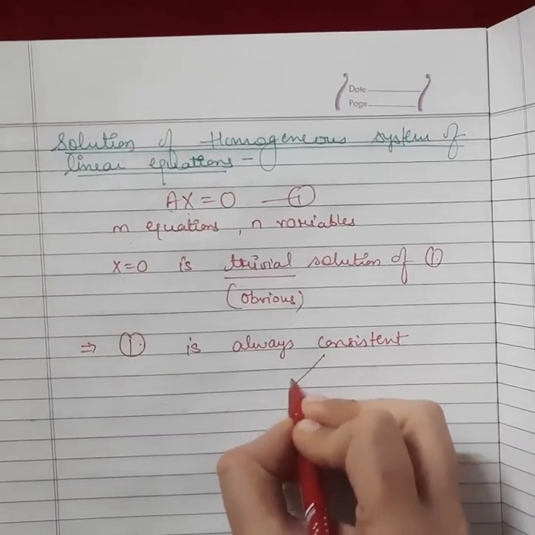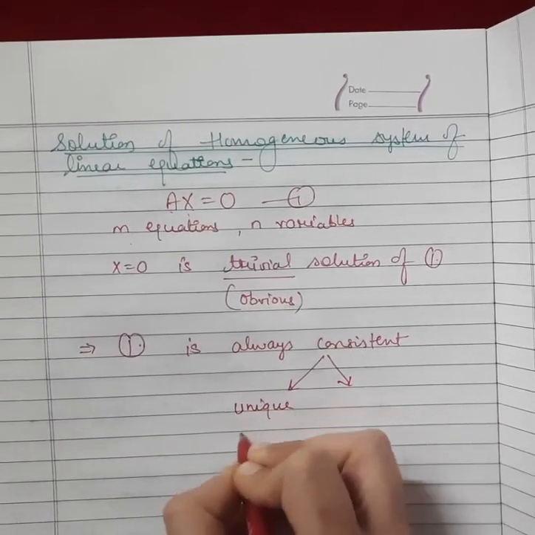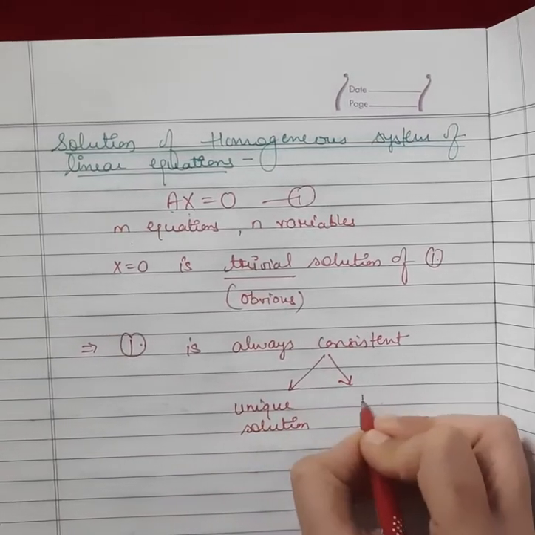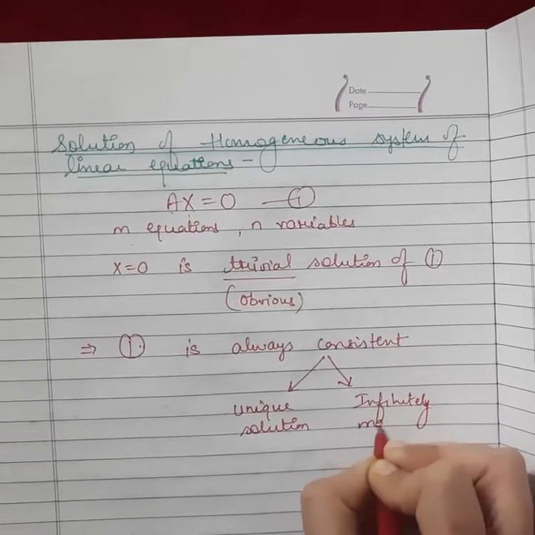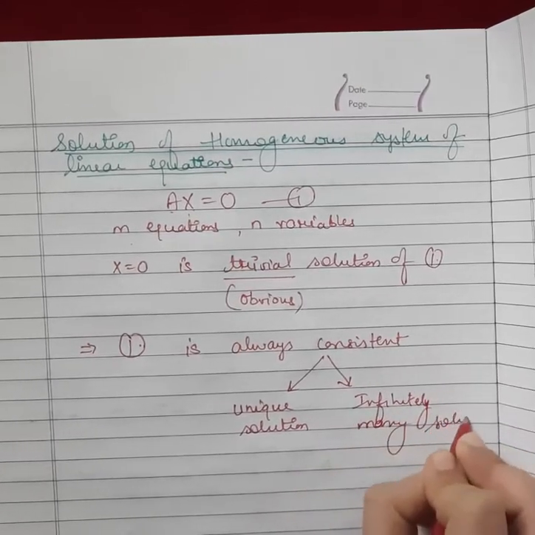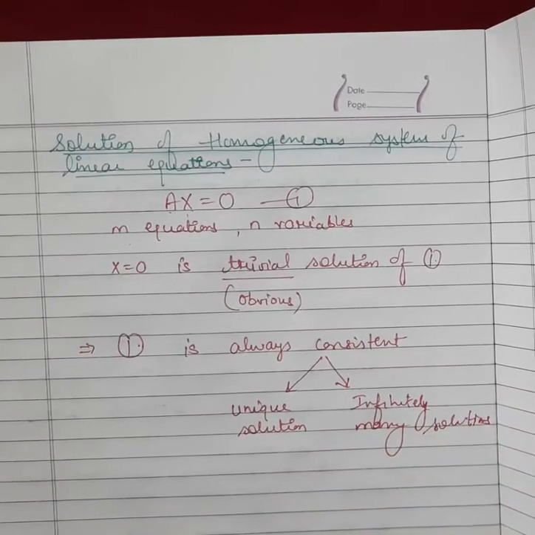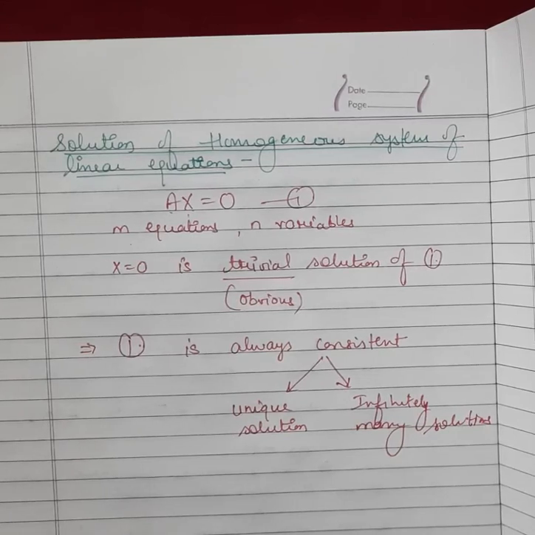And if it is always consistent, still two possibilities are here. One possibility is that it has a unique solution, and the second possibility is that it can have infinitely many solutions. Now we will work on some examples to see how we are going to solve a system of linear equations.